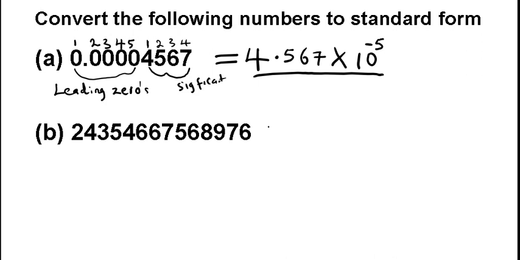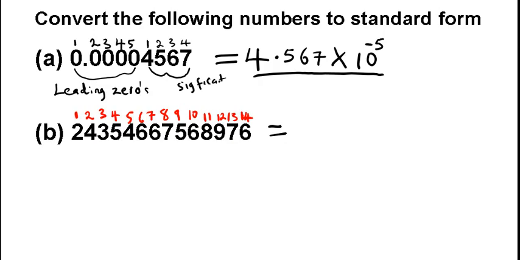Okay, let's look at the second question. These numbers, how do we change them to standard form? First of all, let's check how many numbers we have in this figure. We have 1, 2, 3, 4, 5, 6, 7, 8, 9, 10, 11, 12, 13, 14. We have 14 digits in this figure.